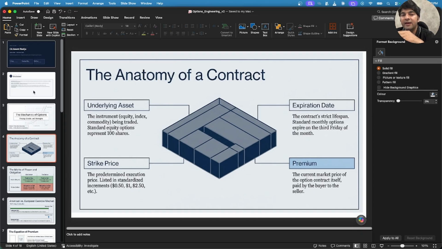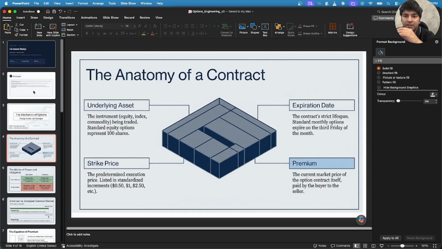Similarly, we can have different strike price intervals for different asset classes. For Reliance it could be different, it could be a 10 or 20 point difference. So each strike price interval is different for different asset classes or different contracts.